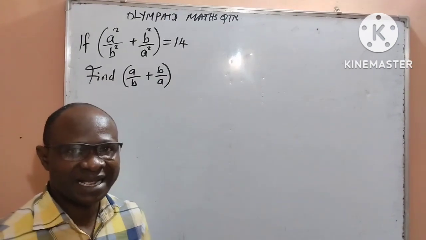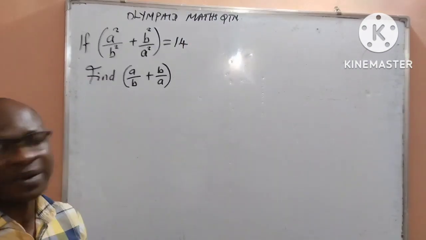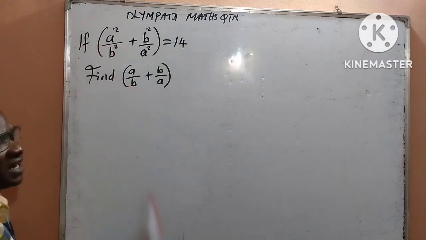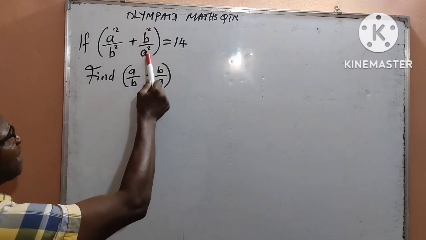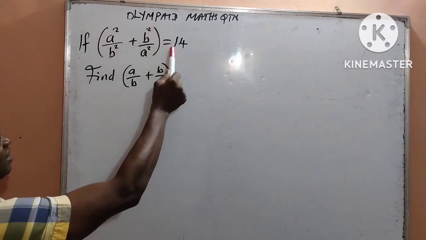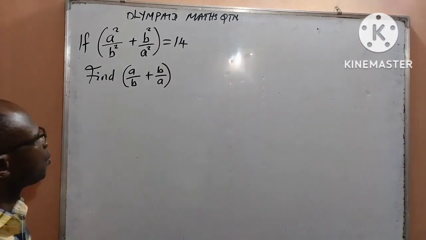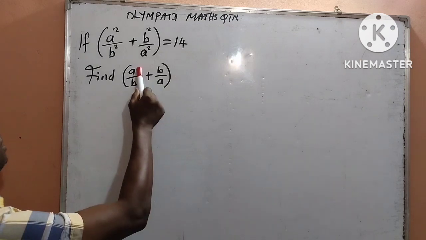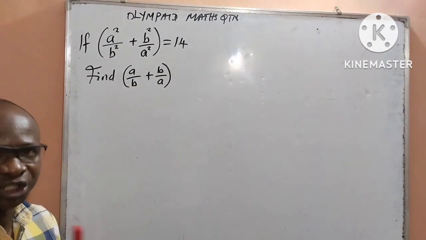In today's mathematics class, we shall be taking an Olympiad Mathematics question. In the question, we are given that a squared over b squared plus b squared over a squared is equal to 14. Then we are asked to find the linear form of it, which is a over b plus b over a. We are asked to find what it should be.